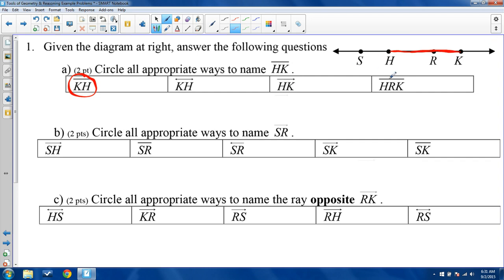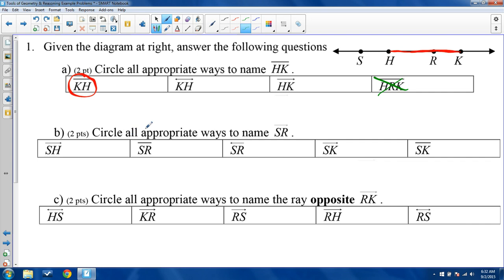That does not apply. And HRK almost would seem to work, you would think, because it starts at H, it goes through R, and it ends at K. I suppose that's a possible way to name segment HK. However, we only use 2 points to represent it, so this actually would be invalid as well. So this one doesn't apply, only this one does, it's segment KH.